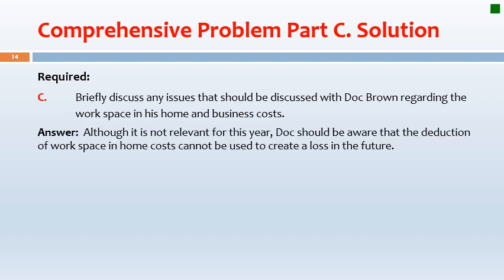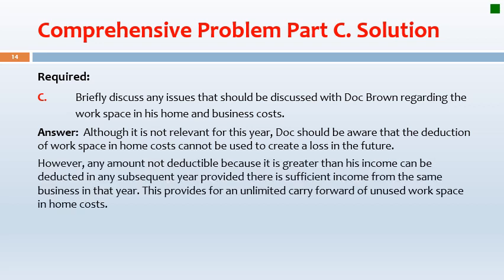Here you'd probably want to bring up that even though it's not particularly relevant this year, in the future, he may be able to carry forward some of his home office expenses. You want to tell him that he can't create a loss with these home office expenses, but if in future years he does, he'll be able to take those losses, carry them forward, and offset income from those particular years.